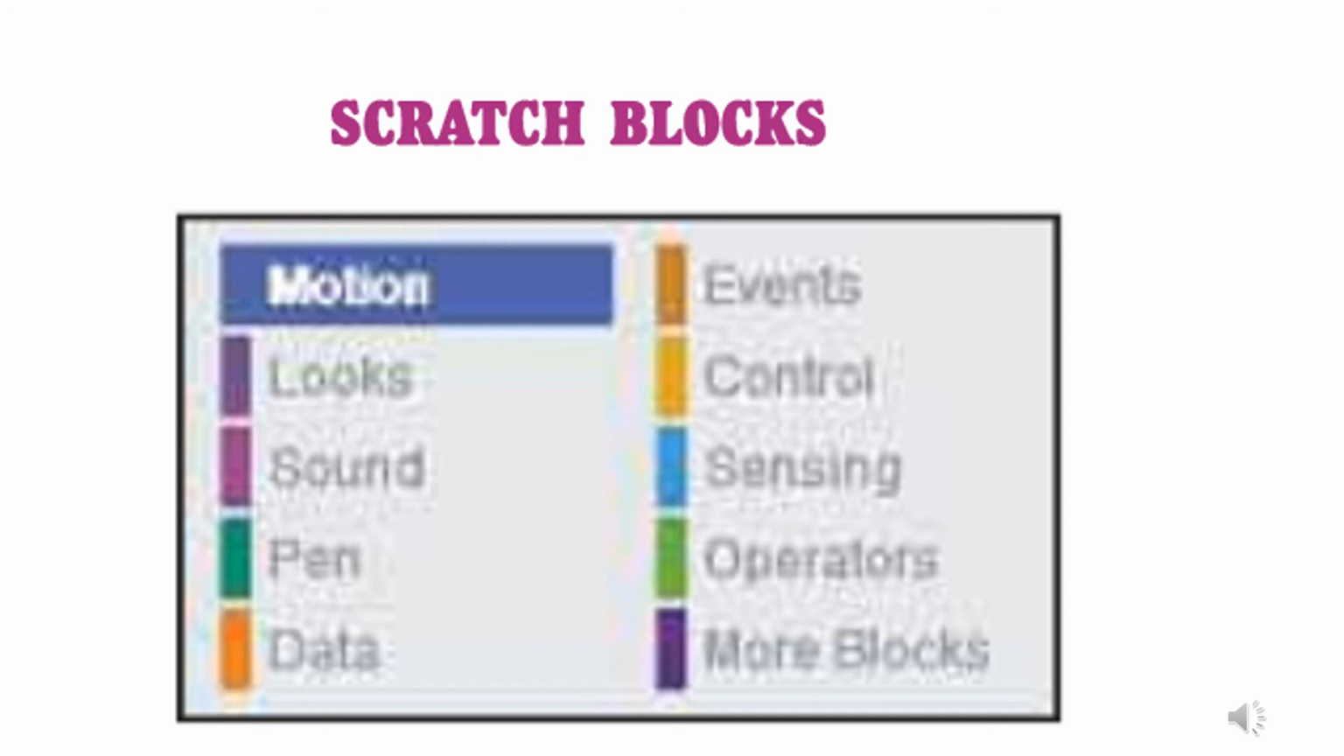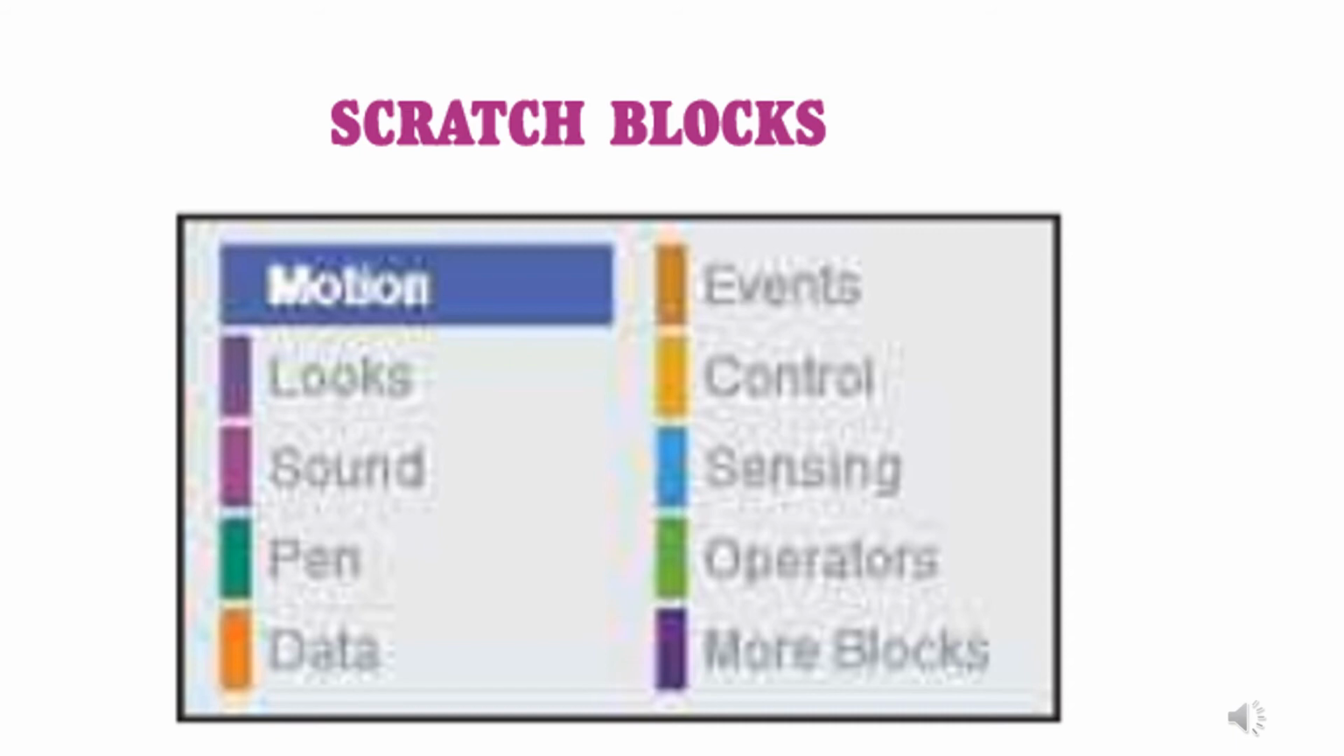Next we have the Events block. It is used to control the events and trigger the script, such as when your sprite will work and when it will move. You can give all these commands with the help of the Events block. Next is the Control block. It is used to control the execution of the script or predefined events.